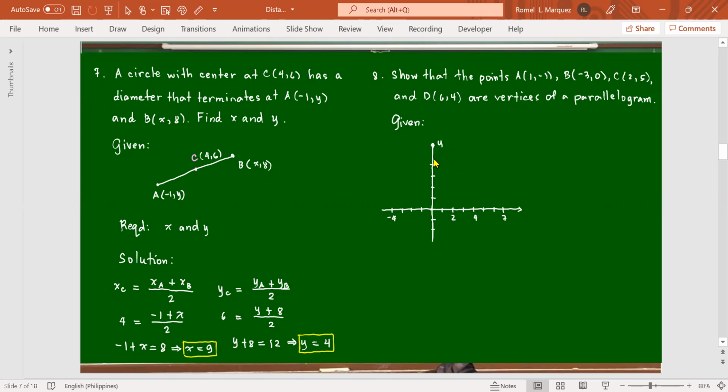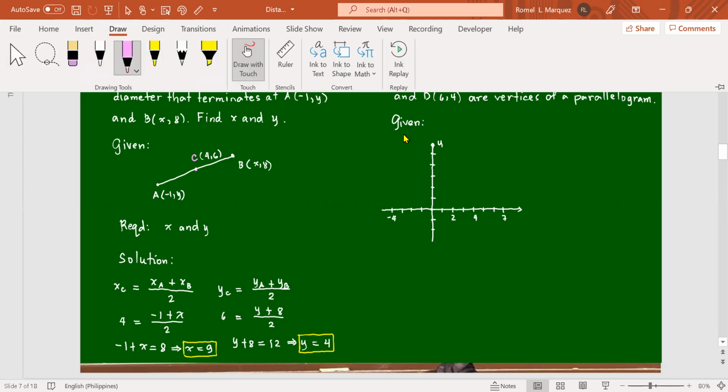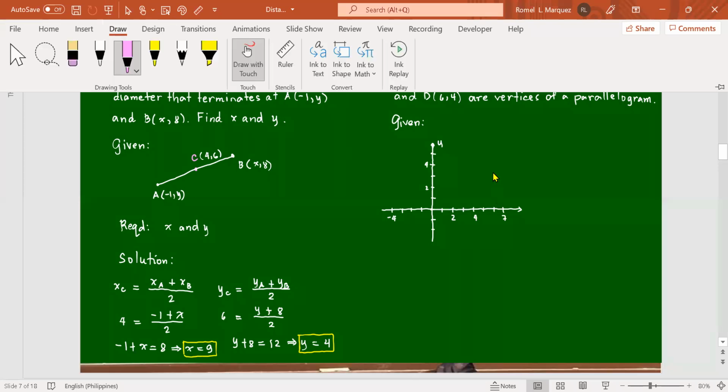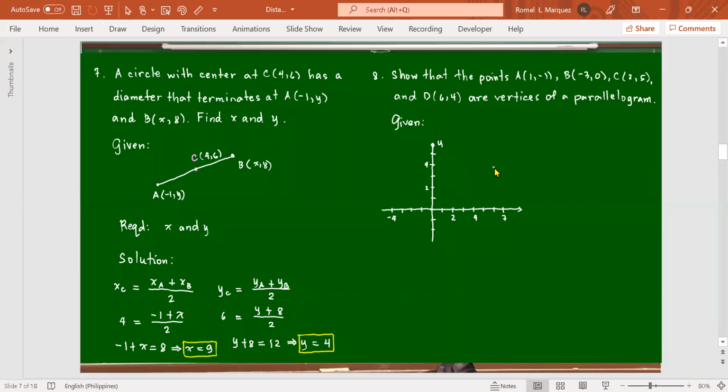Okay, let's plot the points. We have 6, 4. Where is 6, 4? Somewhere here. Then 2, 5. B, negative 3, 0. A, 1, negative 1. Okay?